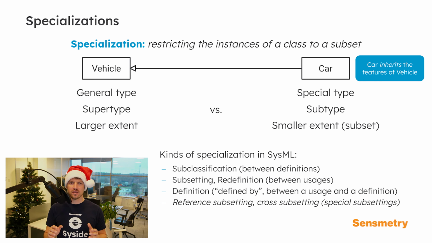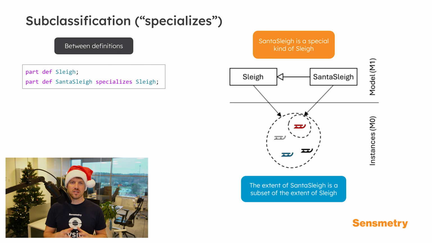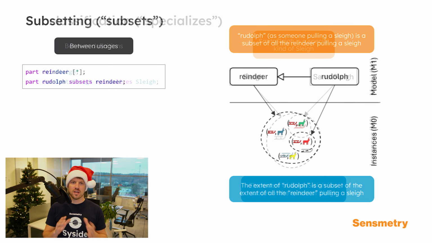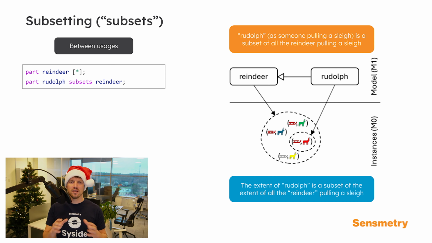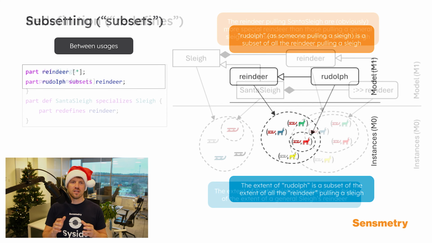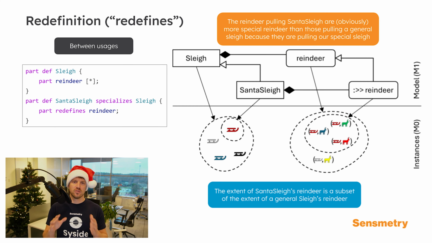On day 4, we explored specializations. There are 4 types, each serving a specific purpose. Subclassification is between definitions. It lets you create more specialized types from general ones, like Santa sleigh from a sleigh. Subsetting is between usages. It allows you to define subsets of usages, like Rudolph as a subset of all reindeer. Redefinition is also between usages. It lets you refine inherited usages in specialized contexts, making them more specific.